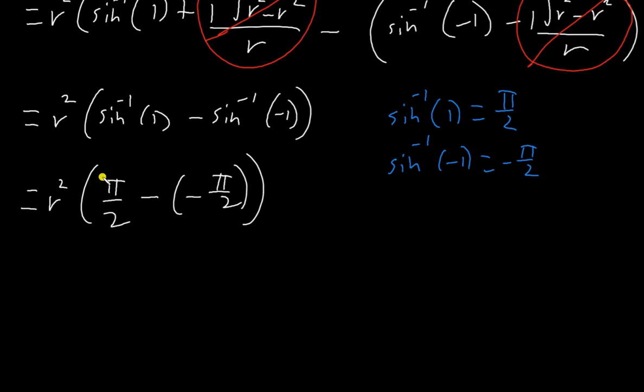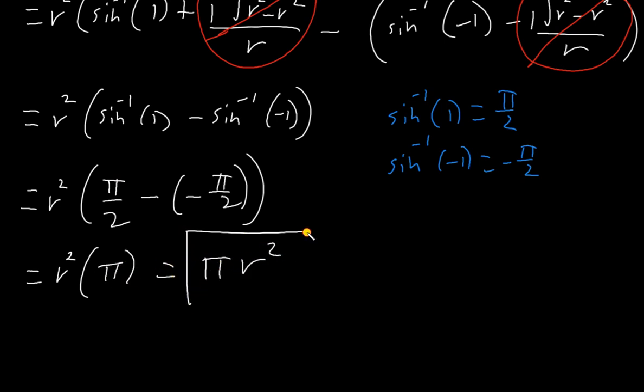And then look at that. The two negatives make a positive, so this is r squared times pi over 2 plus pi over 2, which is pi, which gets us pi r squared. And we are done. That's pretty cool.